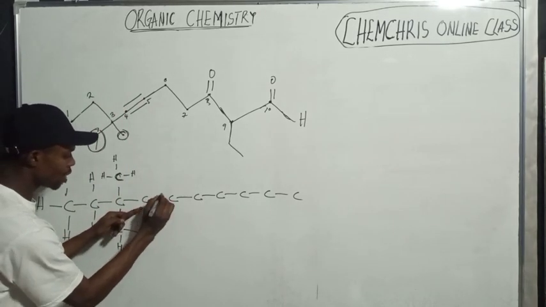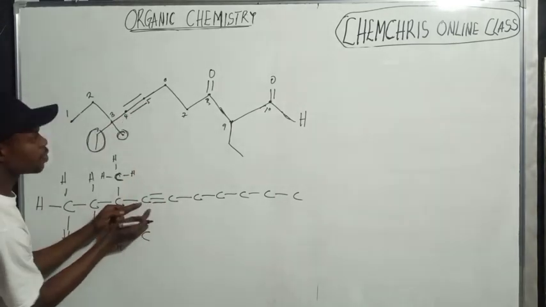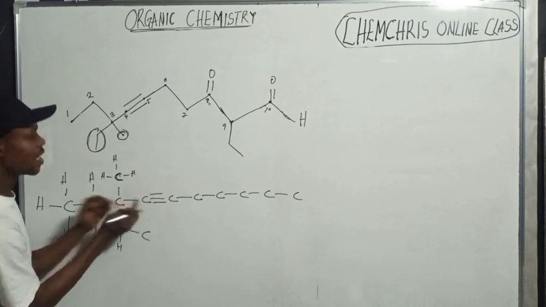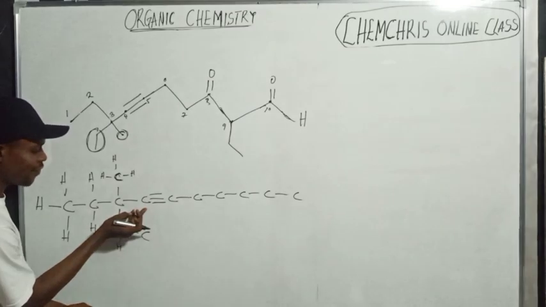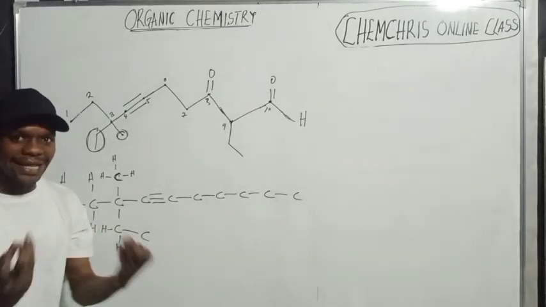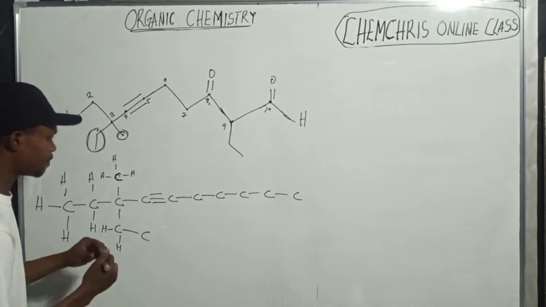So put that triple bond here. Can you see that? There's a triple bond between 4 and 5. So there must be a triple bond here, right? Now, remember, carbon must have 4 bonds. This one is already having 4 bonds, so there's no point of putting hydrogen again. No hydrogen is needed between these 2 points.